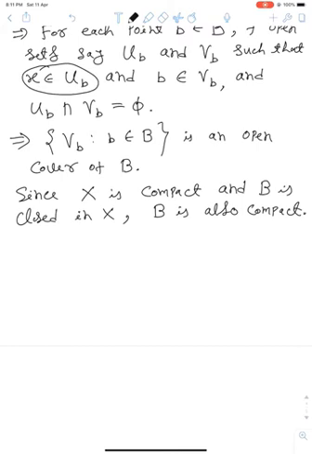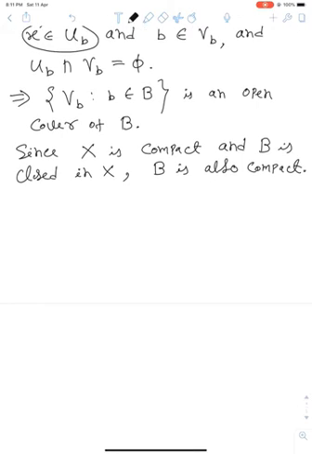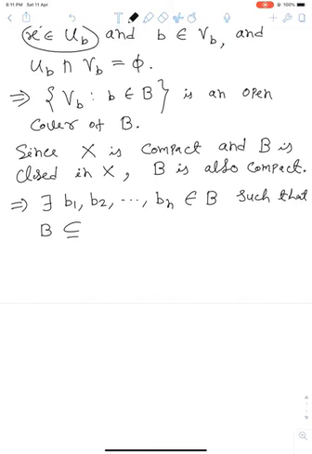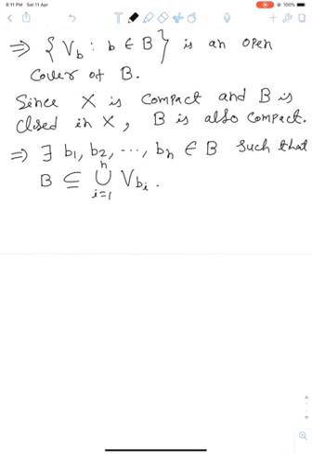Now we can say that this collection has a finite subcover. That implies there exist B1, B2, up to Bn belonging to B such that B is a subset of the union over i equal to 1 to n of V_Bi, right? That's when B is a subset of this. Now let's say Bx equals that collection.